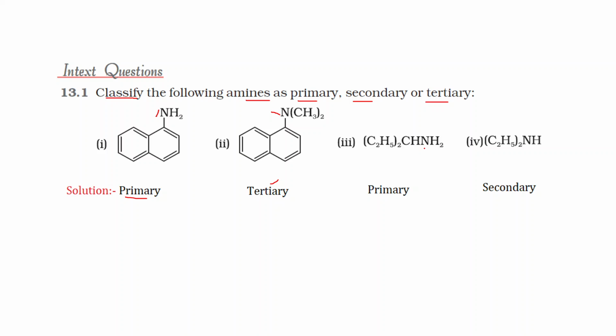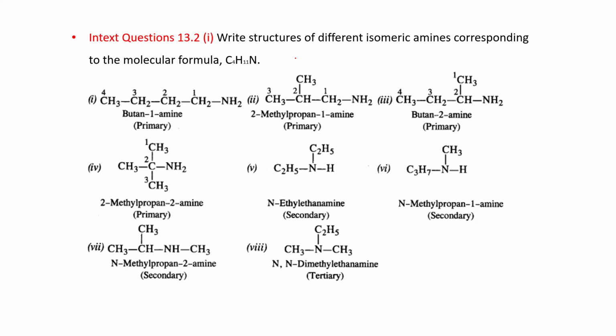Now in this case, this NH2, only 1 hydrogen atom is replaced. That's why this is primary. Now this is NH, 2 hydrogen atoms of ammonia are replaced. That's why this is secondary. Okay. Now see one more question. Write structures of different isomeric amines corresponding to the molecular formula C4H11N.